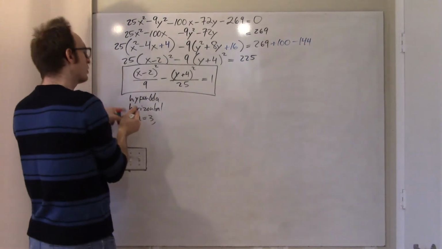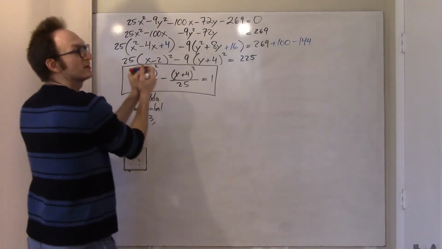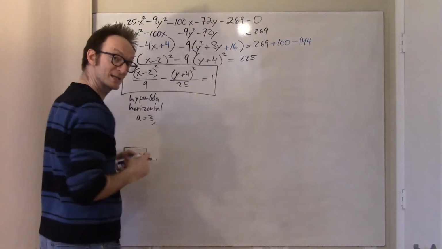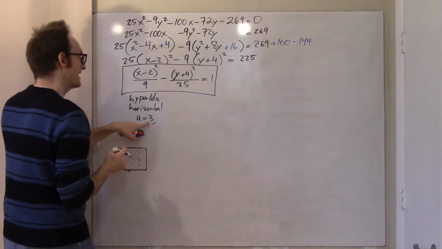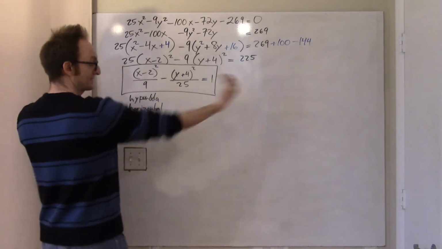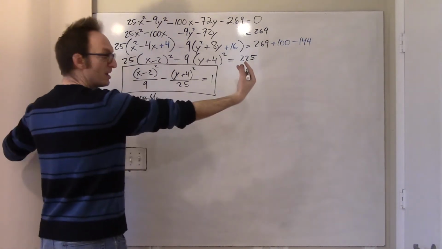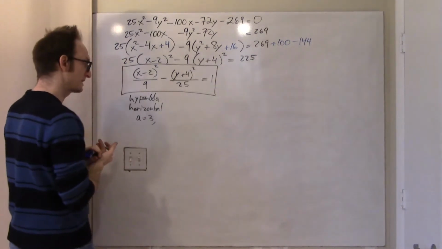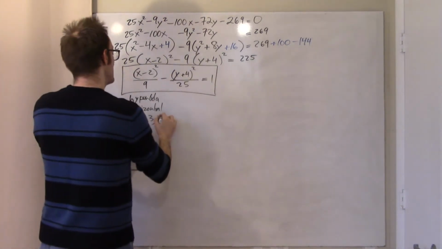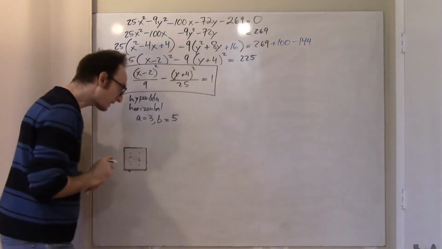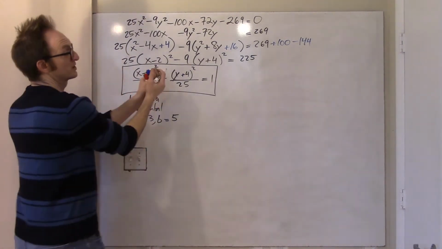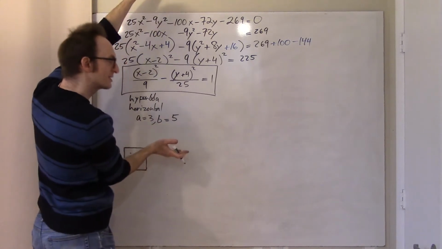And so since it's a horizontal hyperbola, the horizontal stretch is going to tell you how far apart the vertices are. The answer is that the vertices are going to be 6 apart from each other, because we're stretching out the hyperbola horizontally by a factor of 3. And b is going to be 5 because we are stretching out in the y direction by a factor of 5.